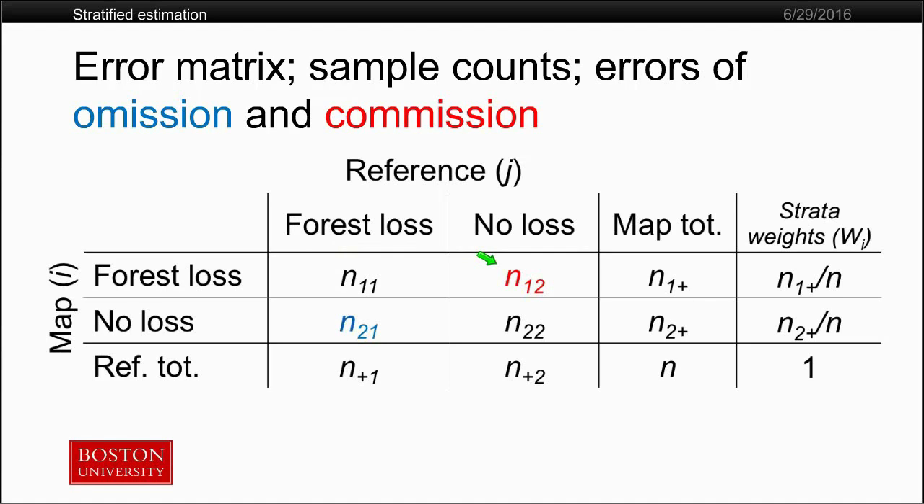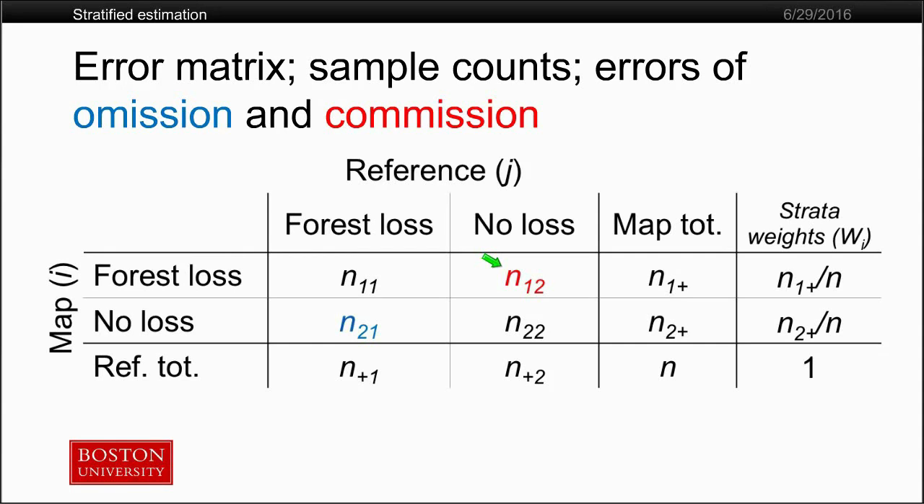And then we have the errors of commission and 1-2 here. So these sample units were mapped as forest loss, but the reference data says that it's no loss. So the reference observations are no loss, but the map label here is forest loss. So in this case, we committed forest loss. Right? This is indicative of an overrepresentation of the forest loss.